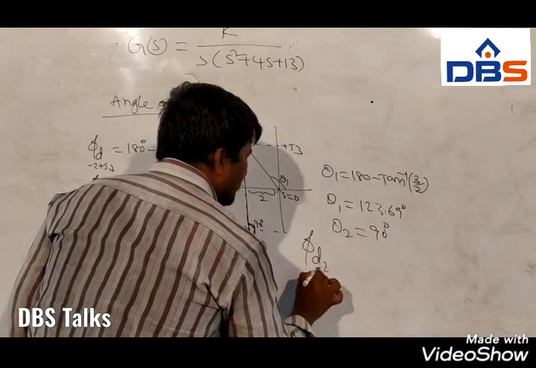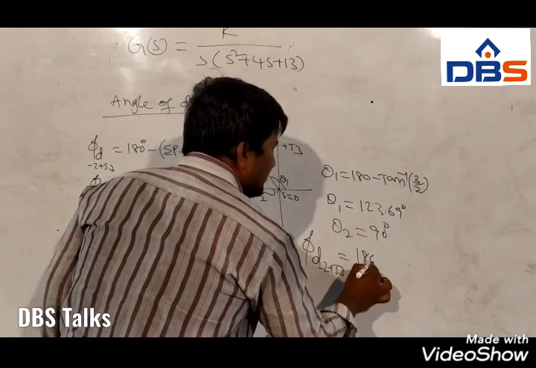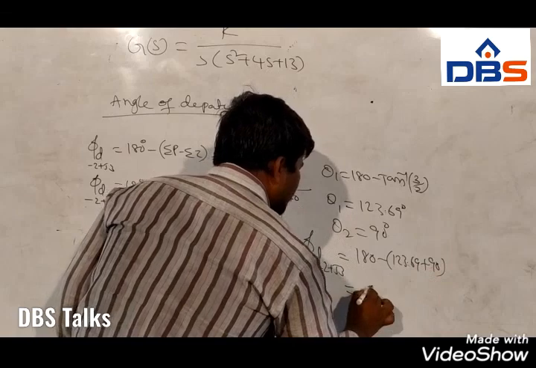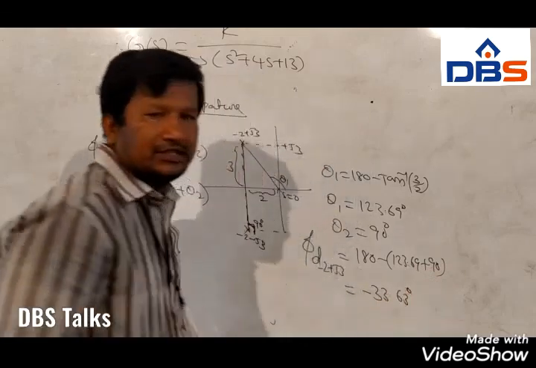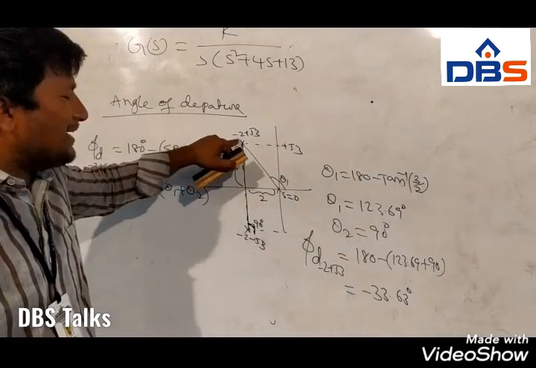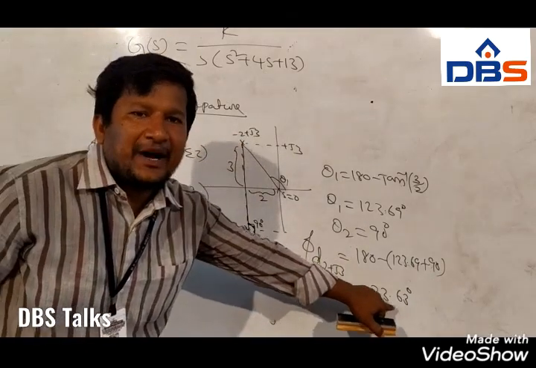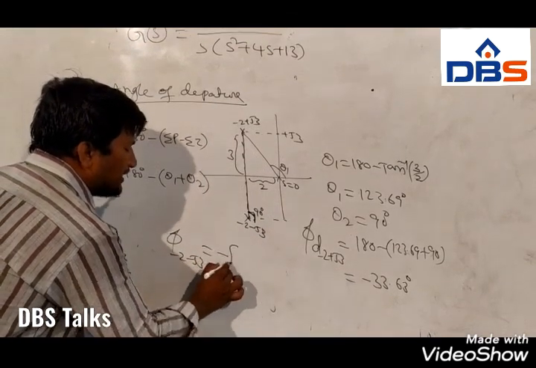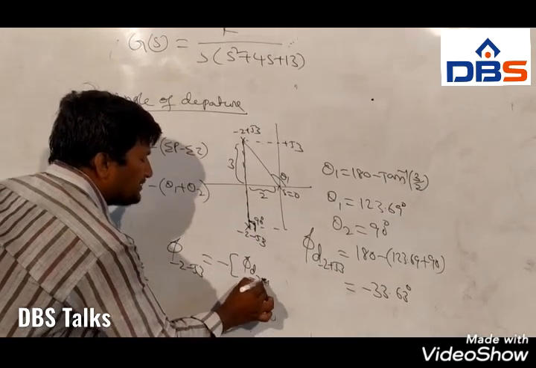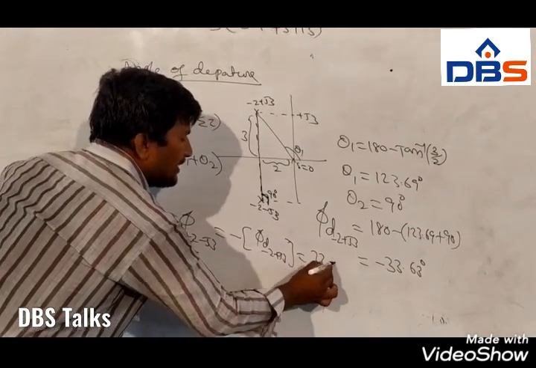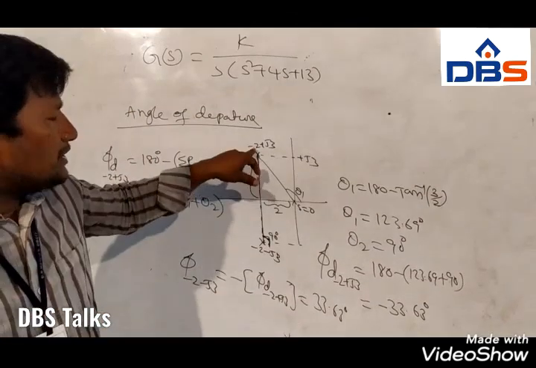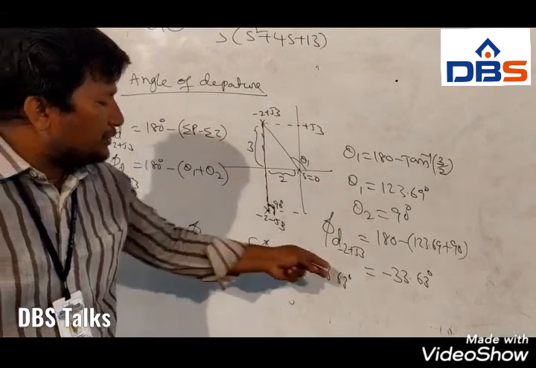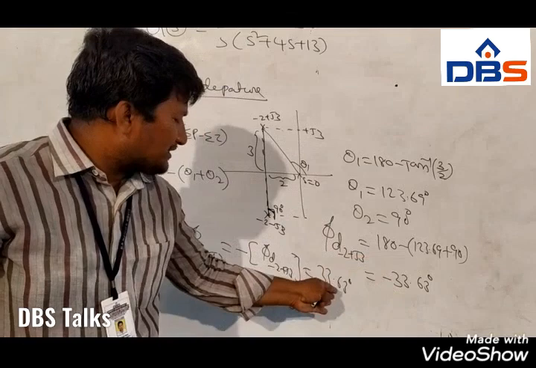Therefore angle of departure of -2 plus j3 equal to 180 degrees minus of 123.69 plus 90 degrees. This value is minus 33.63 degrees. So angle of departure for the pole -2 plus j3 equal to minus 33.63. Now the angle of departure of the pole -2 minus j3 is the negative sign of this one, that is equal to plus 33.63 degrees.